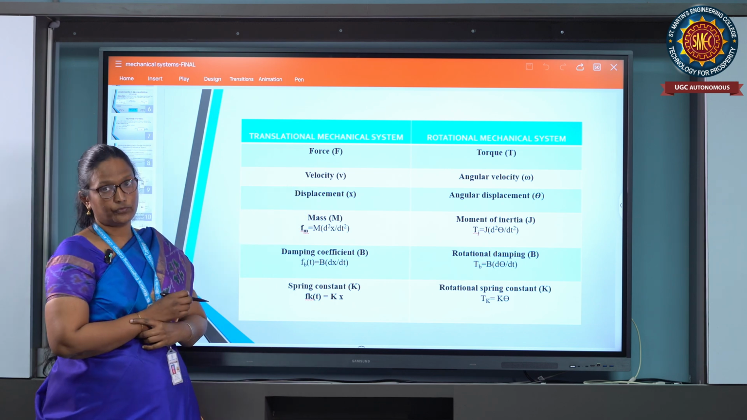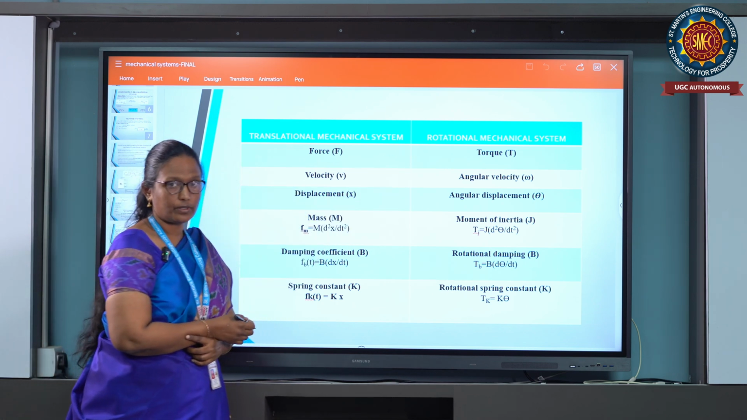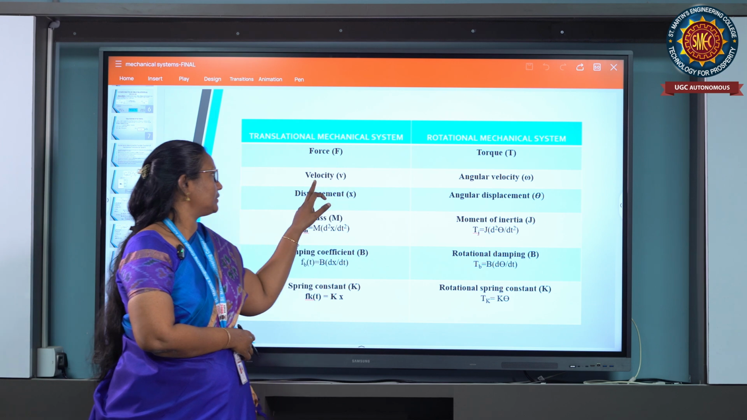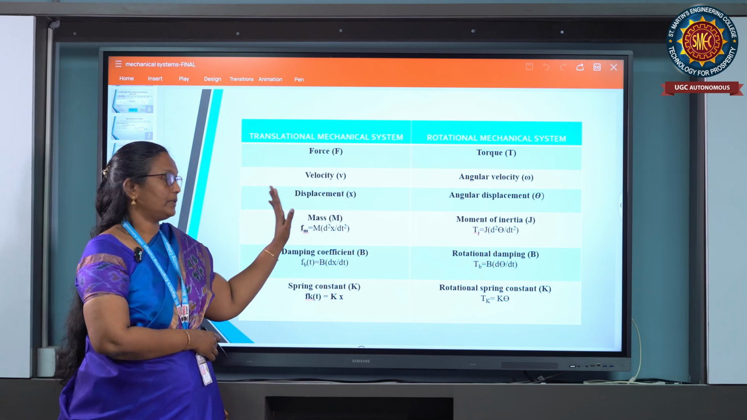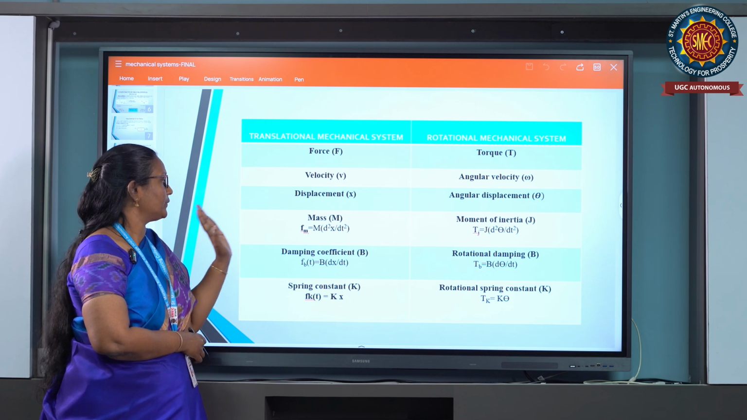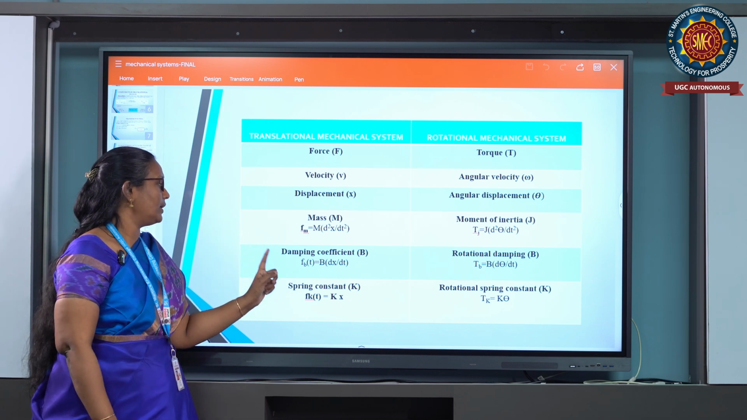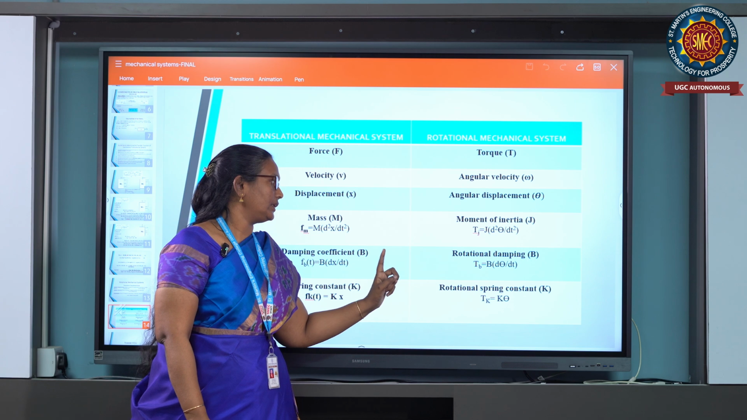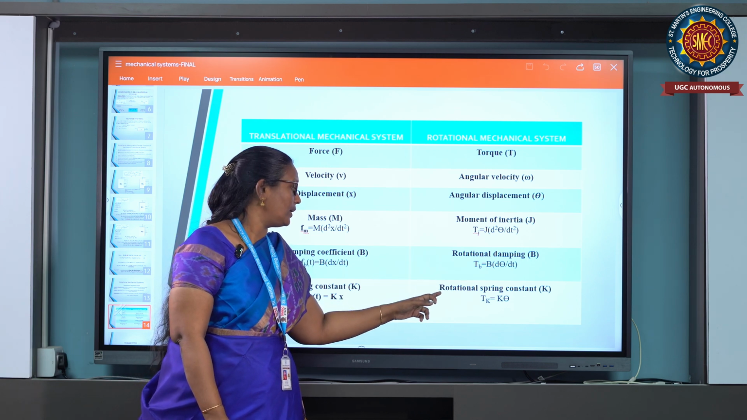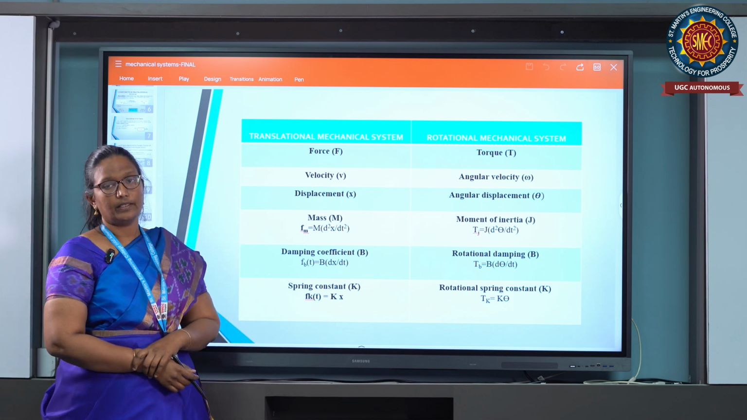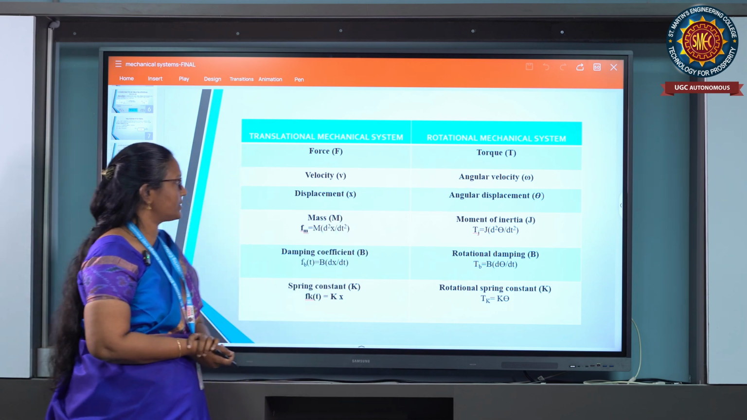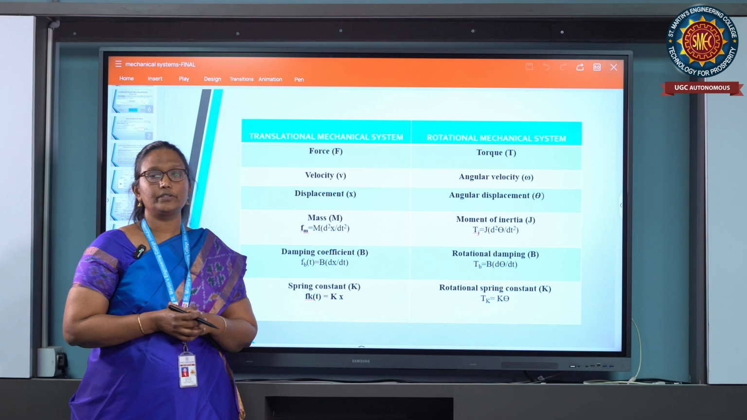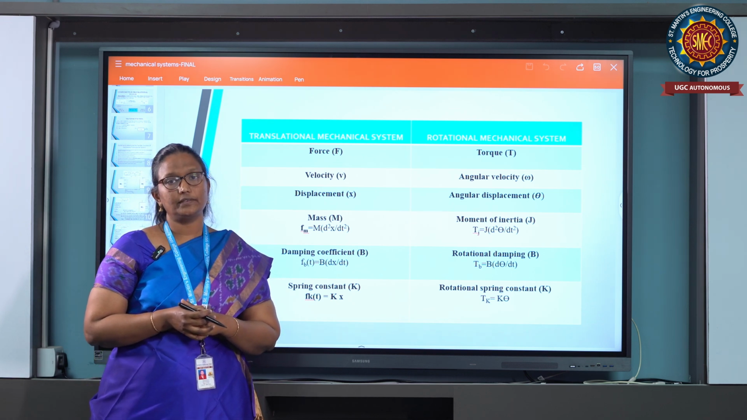We have input as a force in the translation system and as a torque in the rotational system, and we have angular displacement as output in the rotational system, and velocity or simple displacement as output in the translation system. The components we have seen are mass element, damping coefficient and spring constant in the translation system, whereas in the rotational mechanical system we have moment of inertia, rotational damping, and rotational spring constant. Keeping all this together, the steps involved in solving give our relationship between the input and the output.